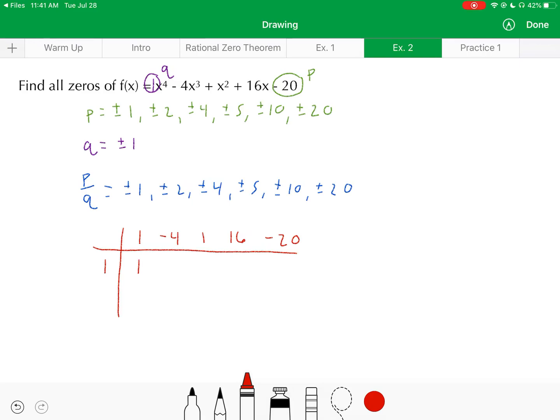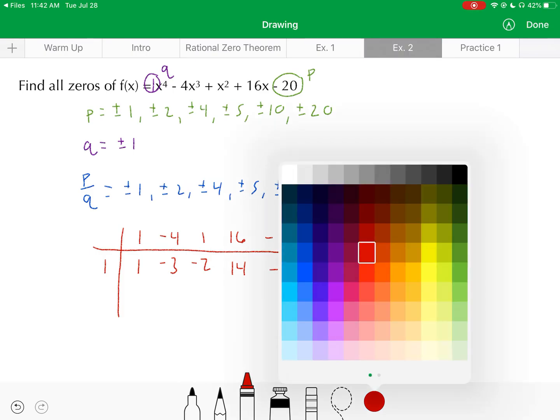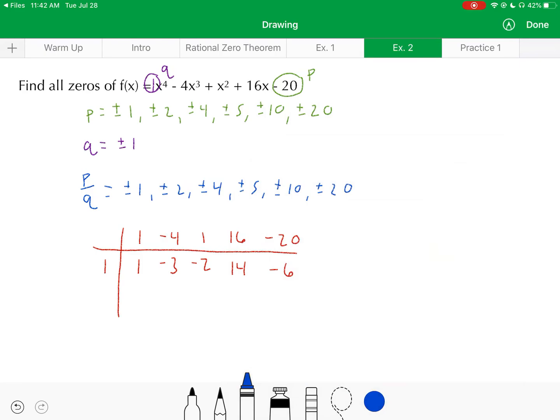Okay, bring this one down. 1 times 1 is 1. 1 plus -4 is -3. -3 times 1 is -3. Add it with 1, get -2. -2 times 1 is -2. Add that with 16, get 14. 14 times 1 is 14. Add that with -20, you get -6. So the remainder is not 0. Conclusion, 1 is not a 0 of this function.